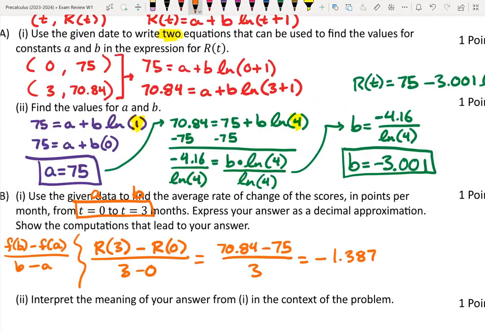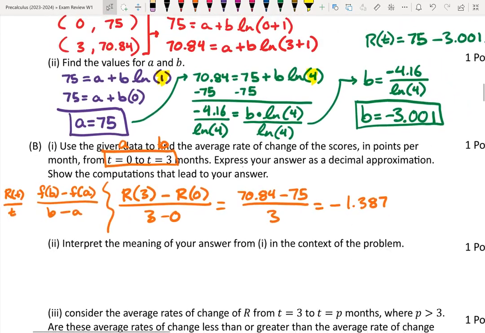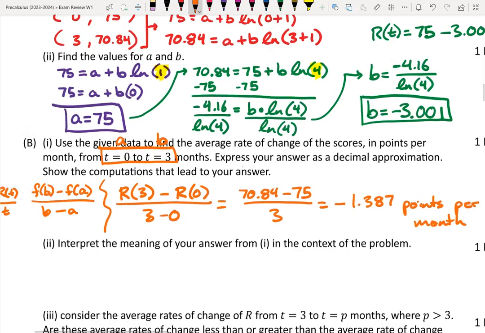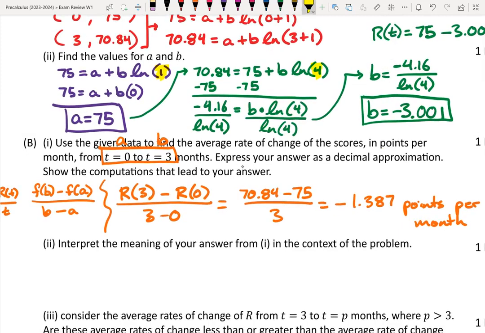So then R of t is first, it's on the top. So points per month. Now, I also want to point out, they actually gave that to us right here, in points per month. They told us the units. That may or may not happen, so we need to be able to go and figure that out.